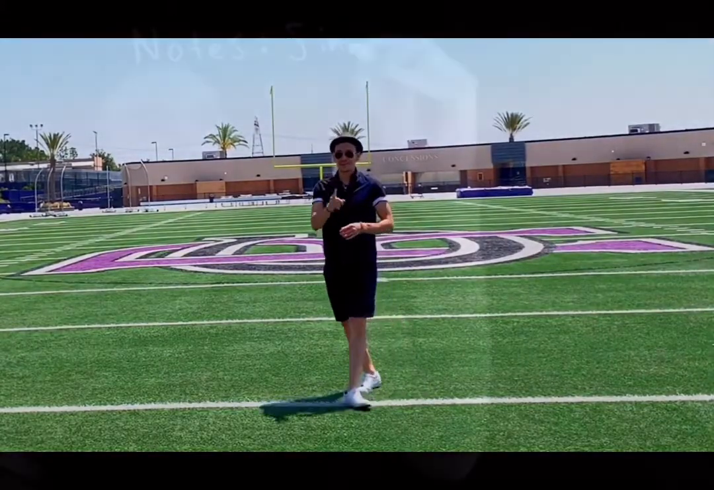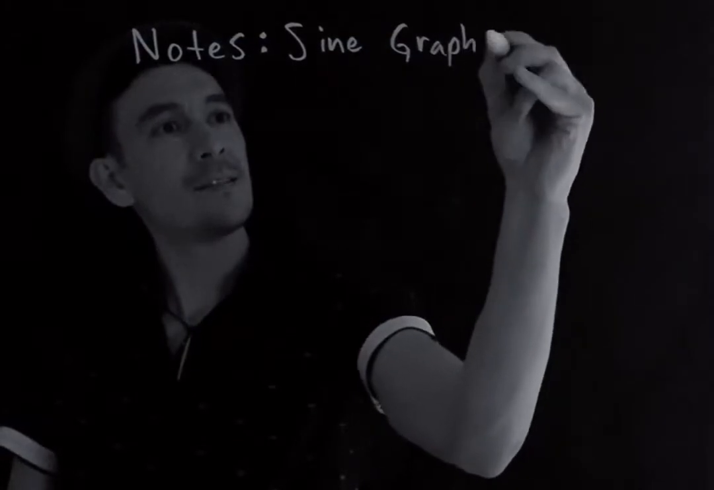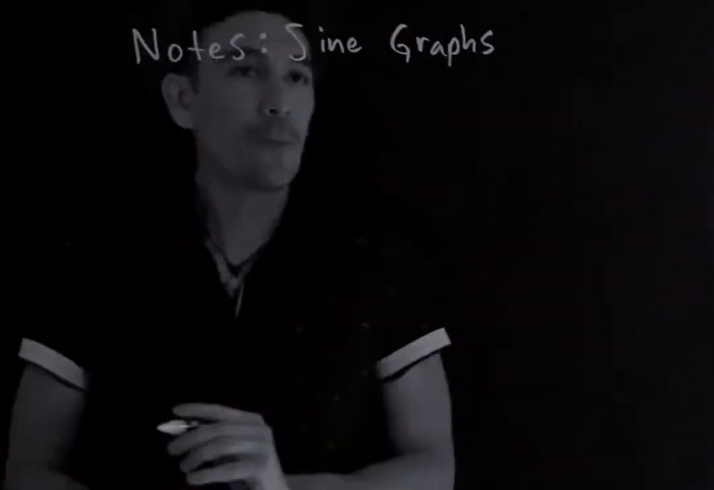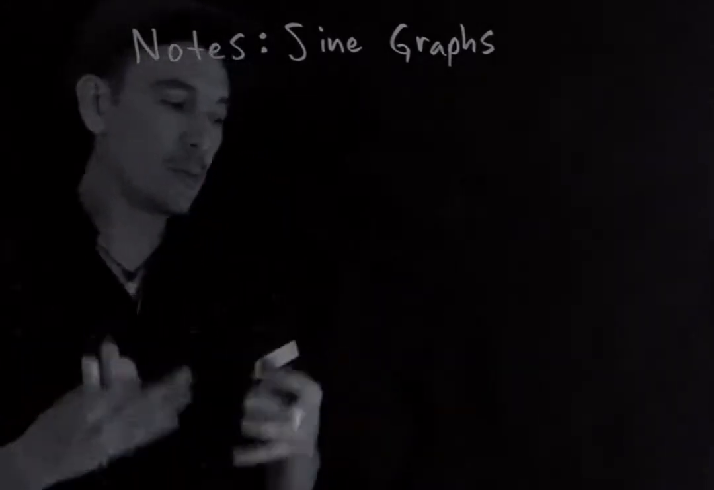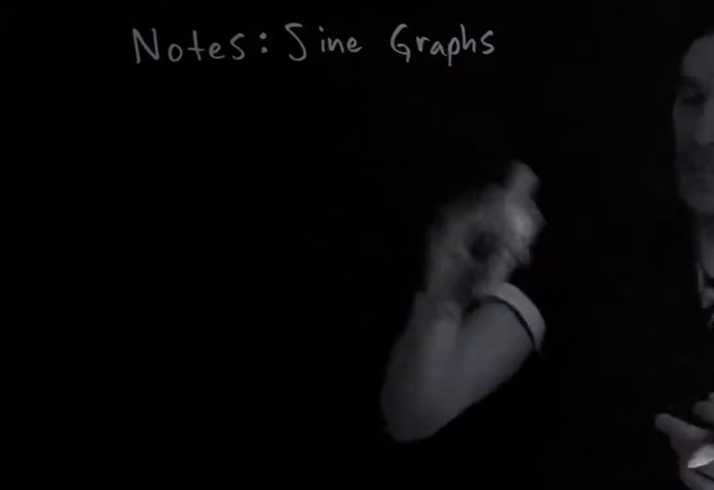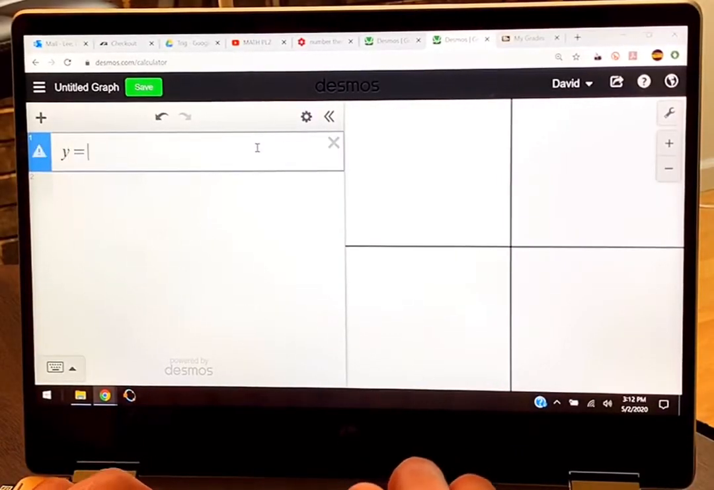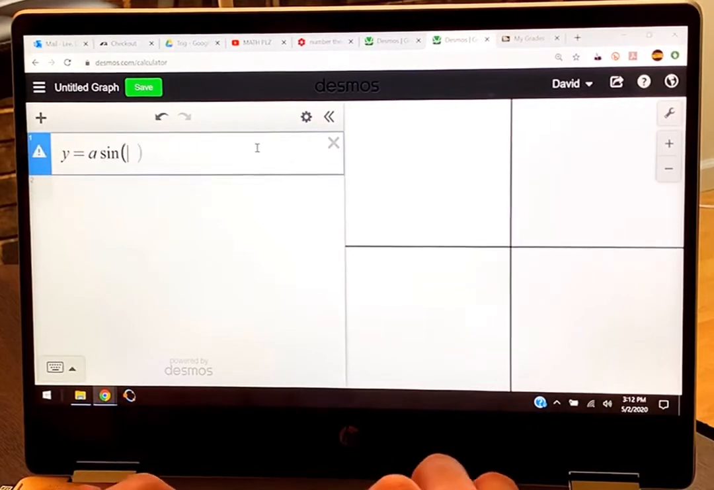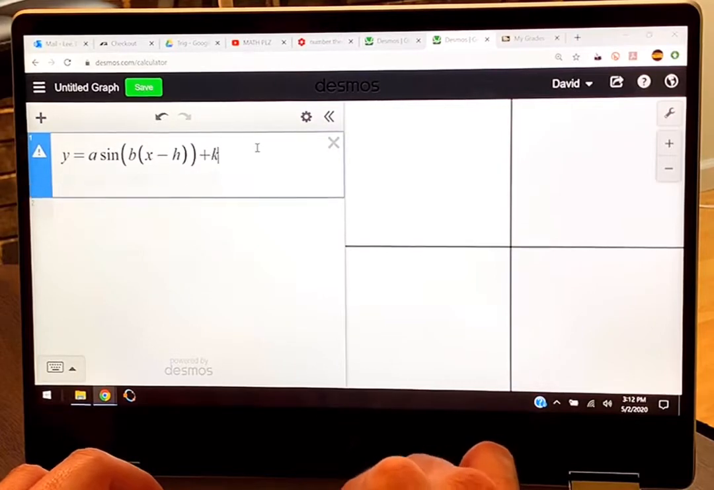Please take out a fresh sheet of paper for some brand new notes. Let's call this sine graphs. So why don't we, right off the bat, go to Desmos to see what Desmos tells us about what sine functions tend to look like. So your basic sine wave takes this form: y equals A times sine of B times (x minus h) plus k.